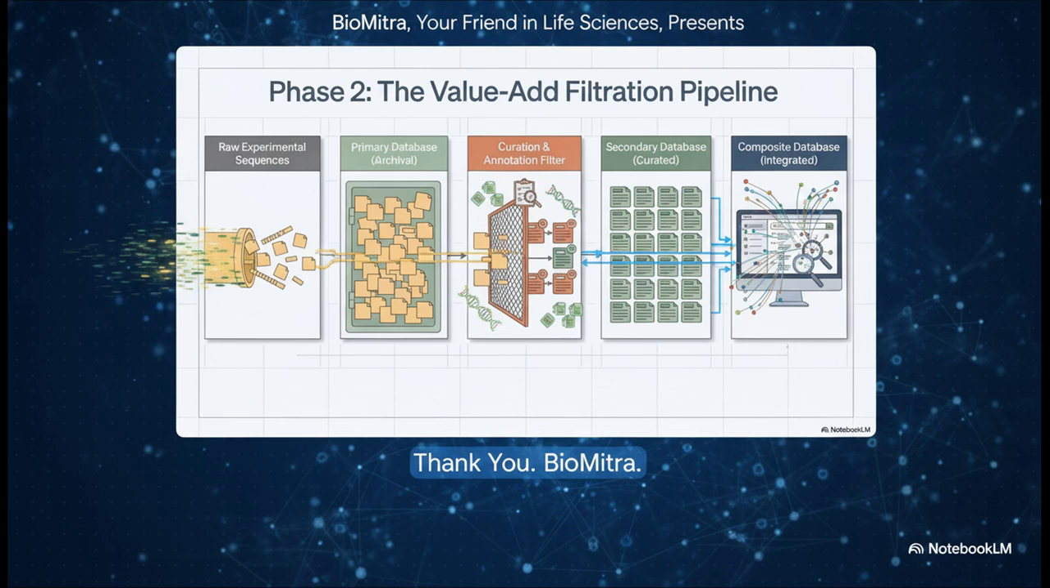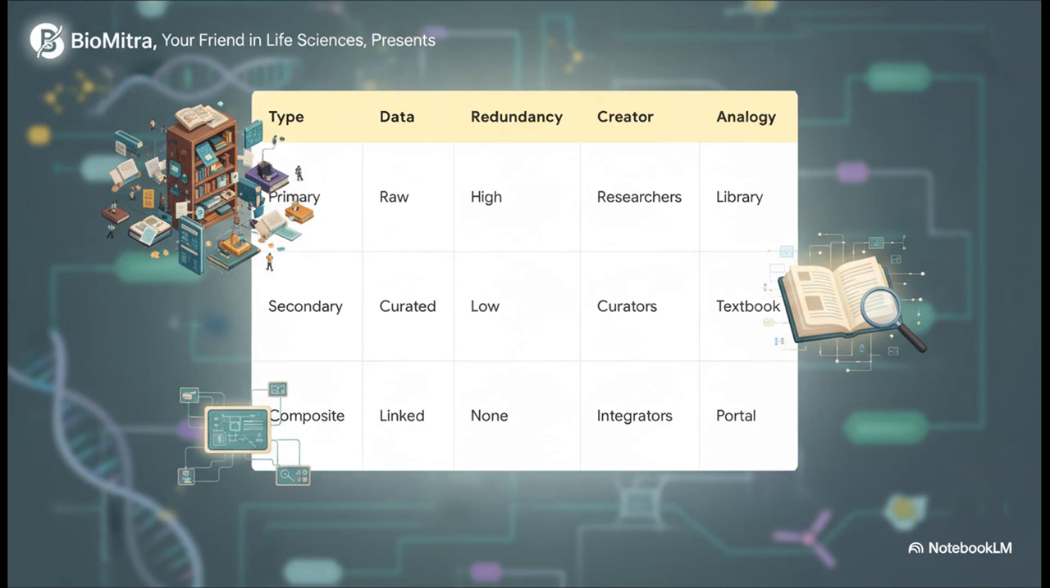Finally, it links into a composite database, which essentially integrates multiple distinct sources together. I absolutely love this analogy. It breaks it down so well. Think of a primary database like a massive public library archive. It's raw and curated experimental data submitted directly by researchers.